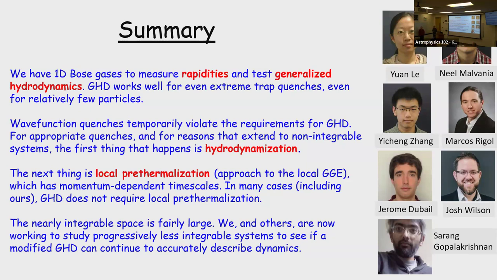I was intrigued by how well this GHD worked even for sort of 11 particles per trap, and I'm curious what happens as you go down to the limit of 2. Is the mean behavior still well described? Okay, so I guess I'm going to answer the question for 2, but let me add a little bit more because it does seem shocking that it was this small number.